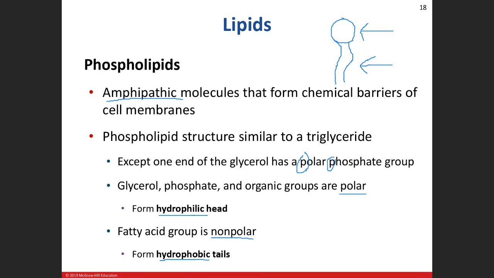You know what else is hydrophobic? Rabid dogs. They do not like water. That's true.